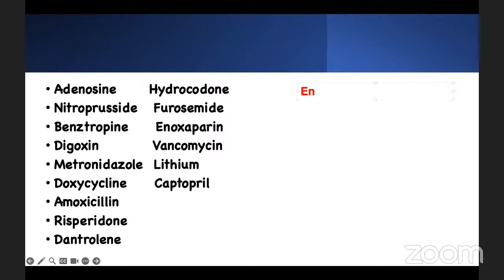Almost done. I'm trying to see how much you know your file. And then enoxaparin. Do you recognize it? This is a lower molecular weight heparin. It's heparin, okay? It's a lower molecular weight heparin. No drip. You cannot give it through a drip. I'm just giving you things they're going to trap you on. No PTT. You don't need to check a PTT.